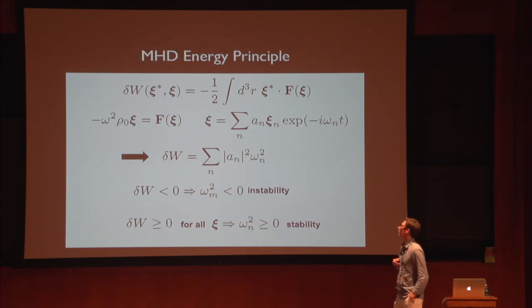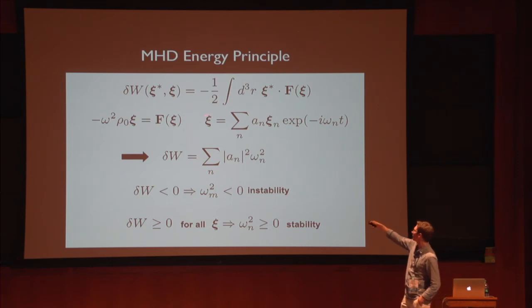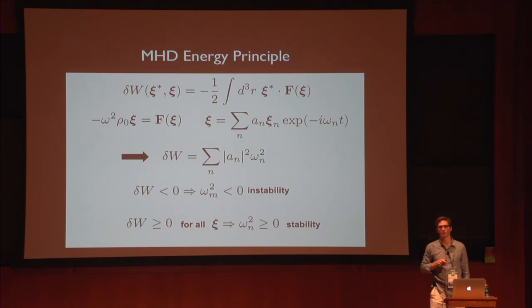And so with that in mind, we can only look at this potential energy, for instance, this delta W, make use of the fact that we know what this force is in here, and we can just write the displacement, say, as a sum of Fourier modes. We can plug that back in here, and we can get some expression for delta W. All right, and then I'll show you in just a second that if delta W is negative, that means things are unstable, and if it's positive, they're stable.